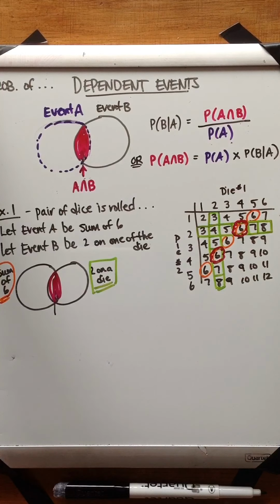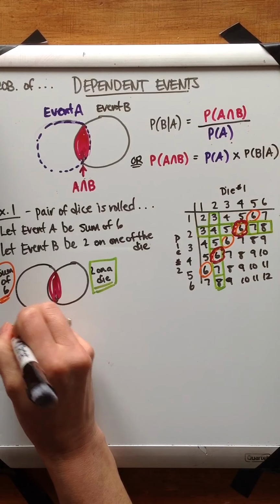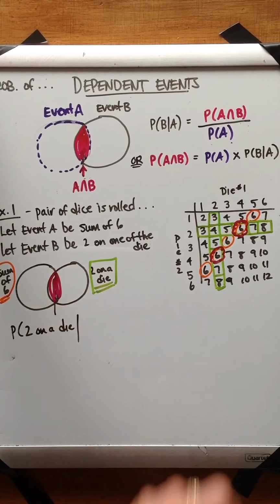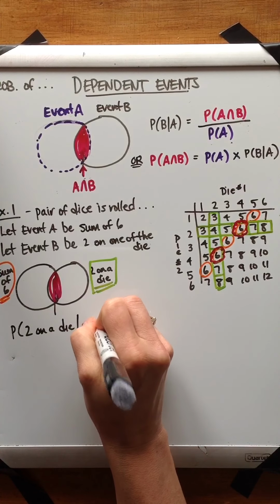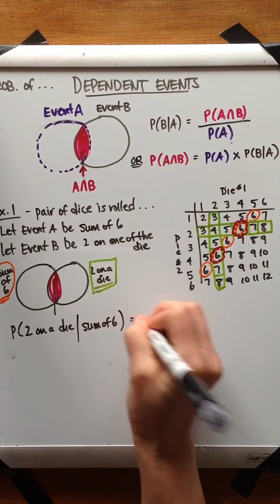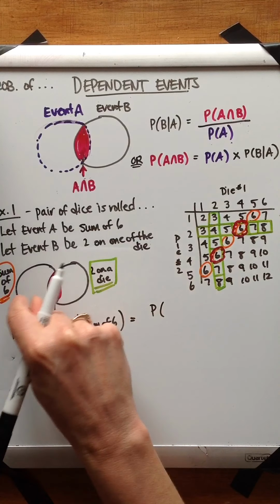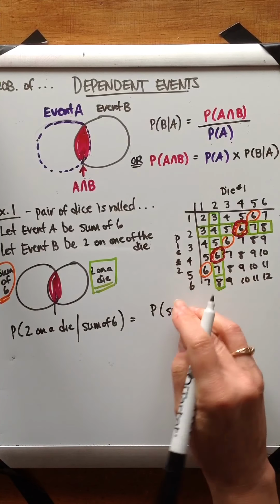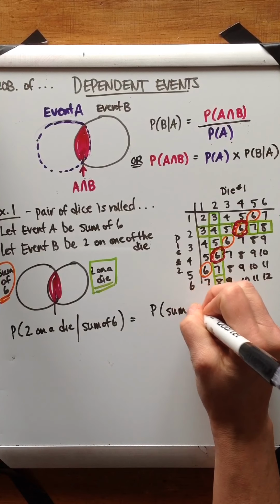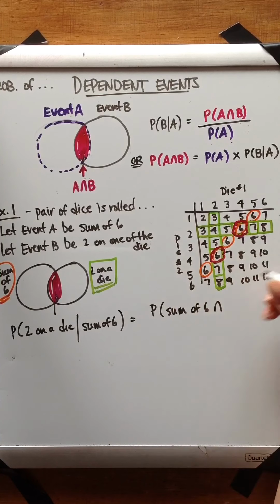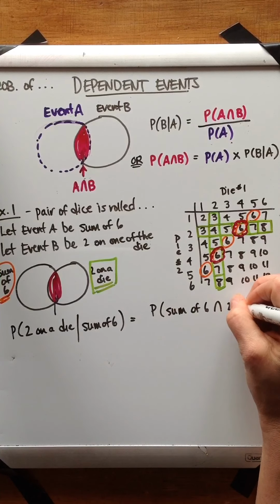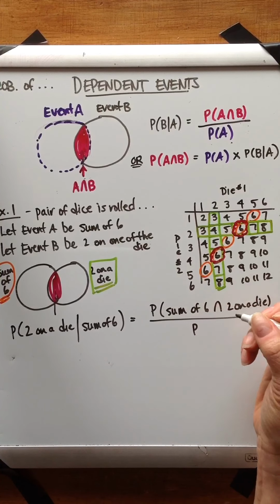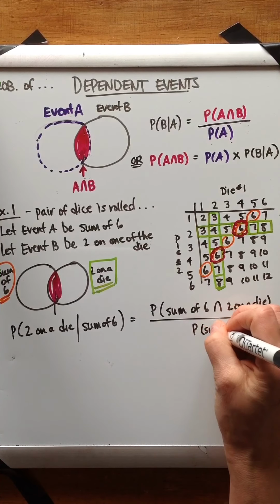Okay, so to find out what the probability is that one of the dice is a 2, we're calling it event B. It's dependent on there being a sum of 6. So that's going to be equal to the probability of where these two overlap. I'm going to put here sum of 6 intersecting with 2 on a die, divided by the probability of the first event, which is having a sum of 6.